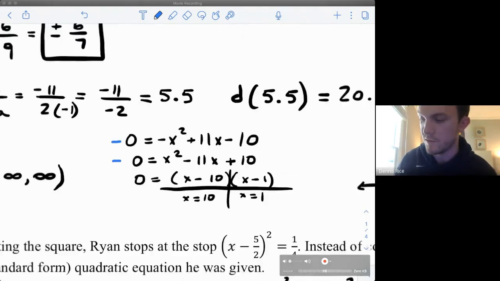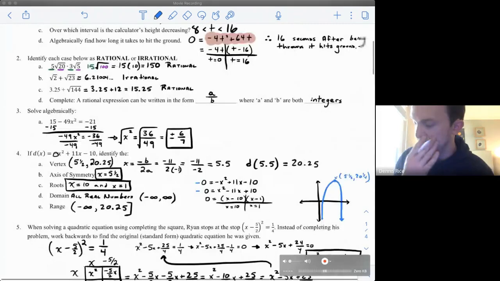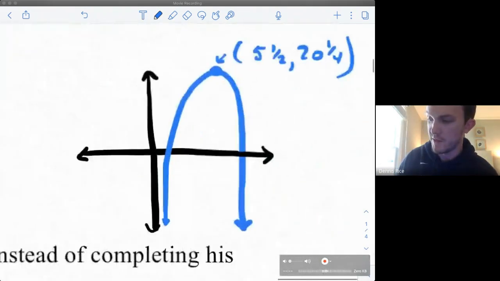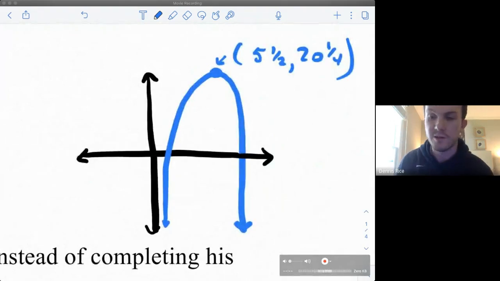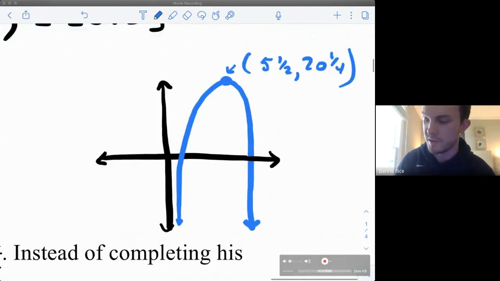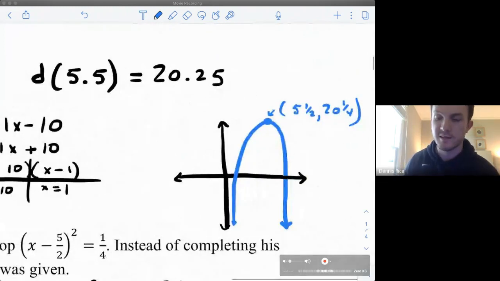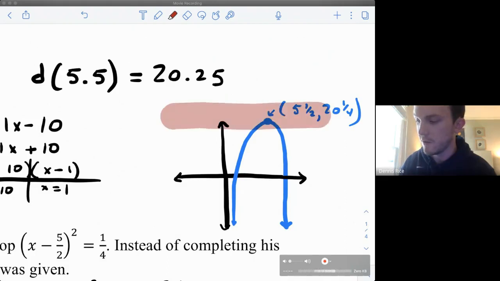Those are my roots. The domain for any quadratic, so domain and range, let's look at my sketch here. The domain of any quadratic is going to be all real numbers, negative to positive infinity. The range, every quadratic is going to have a range that gets cut off somewhere. And once again, what is the deciding factor? The vertex. So range is looking like high to low.